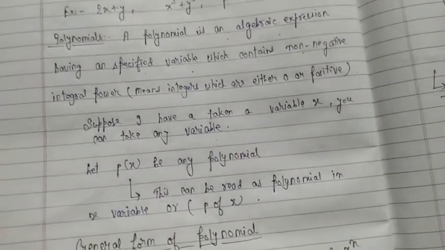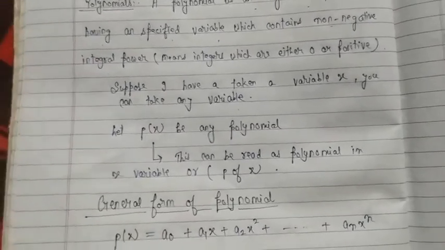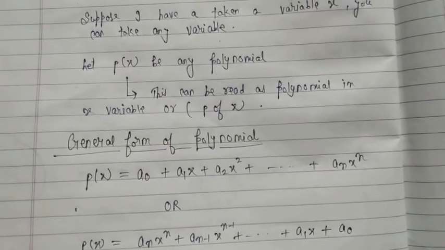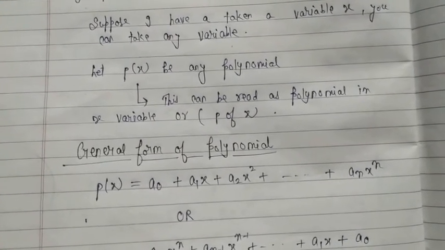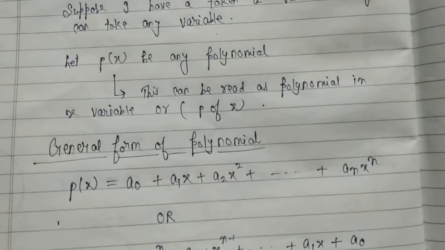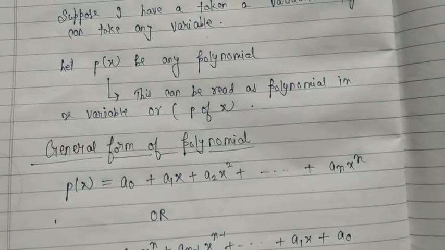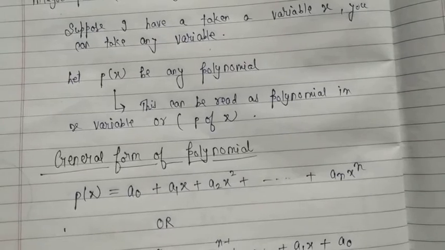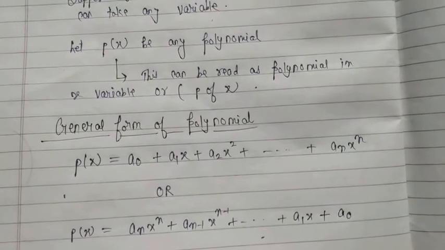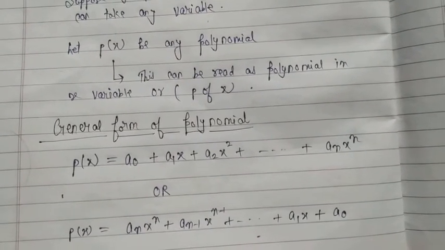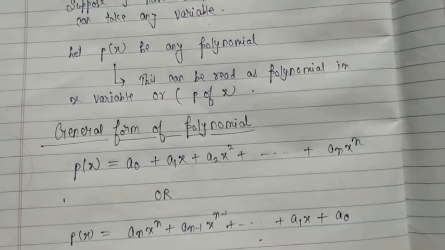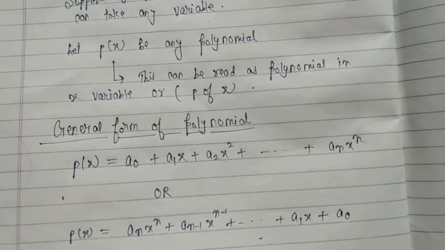Now come to the point, general form of polynomial. Whenever we study new things we should know their general form. So let's focus on the general form of the polynomial. See here, p(x) means polynomial in variable x, and here a0 plus a1x plus a2x square plus and so on up to an x^n, or p(x) equals an x^n plus an-1 x^(n-1) plus dot dot dot a1x plus a0. The above written statement is known as the general form of the polynomial.